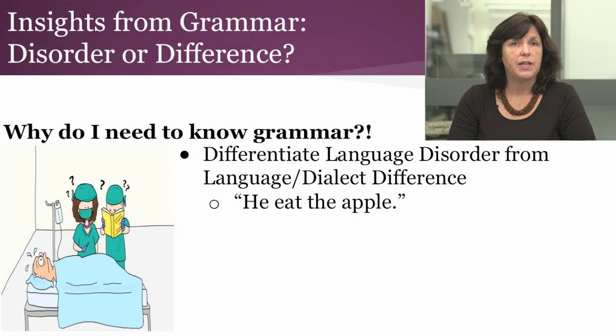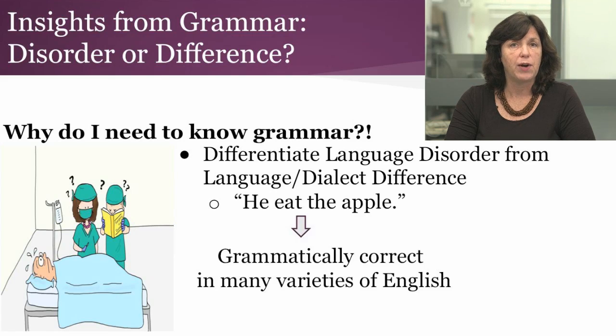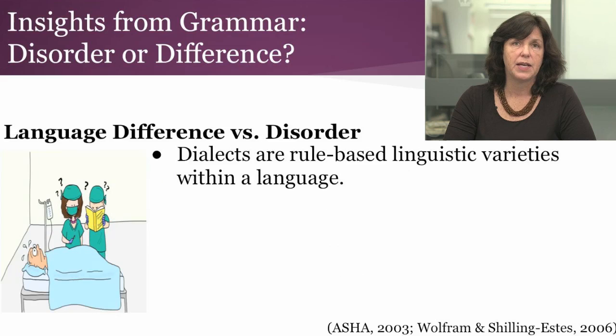For example, if we go back to our child with specific language impairment, we need to know that omission of the third person singular S inflectional morpheme is grammatically correct in many varieties of English spoken in the United States, including African American English, Spanish-influenced English, Chinese-influenced English, many West Indian English dialects, Guyanese English, and many, many Southern dialects, just to name a few.